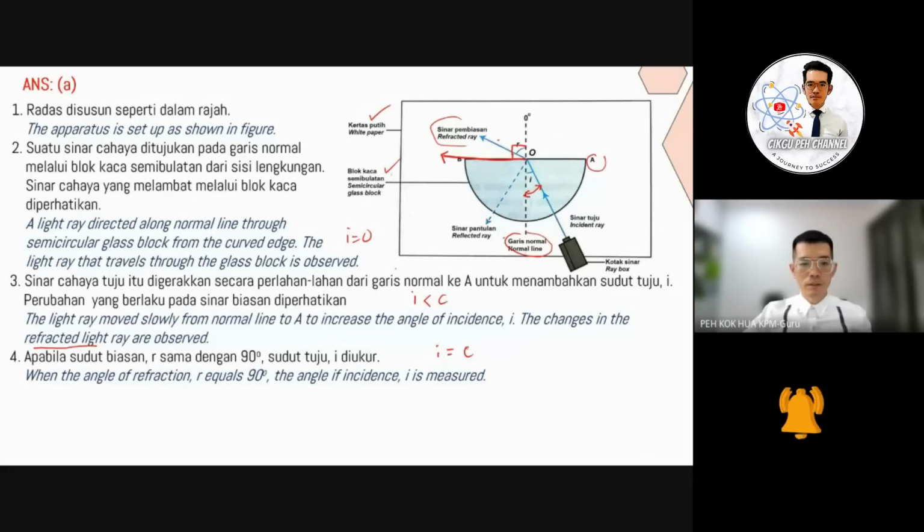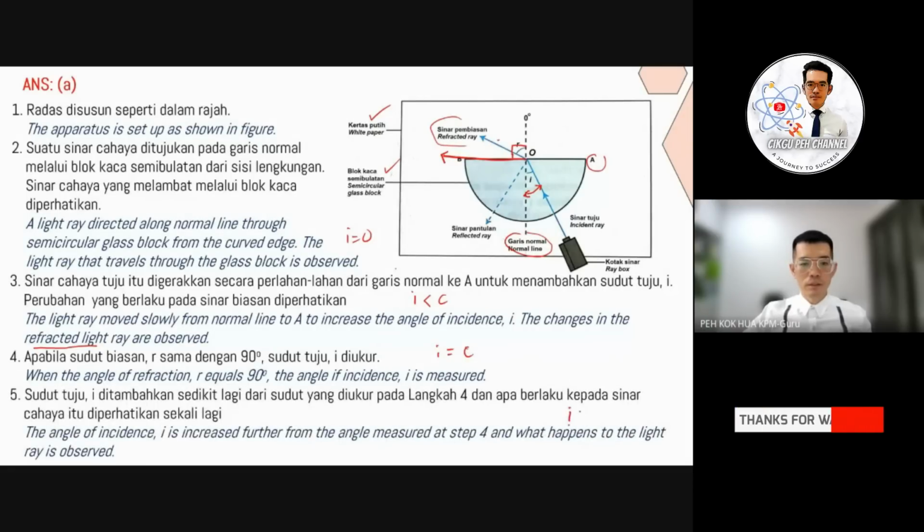The last, we need to give the procedure when i is greater than c. The angle of incidence is increased further from the angle measured at step 4, and what happens to the light ray is observed. So your procedure must include 4 different angles, which is requested by the question, and you have to draw the observation in your question. So now we already know the procedure, so we may start our experiment.